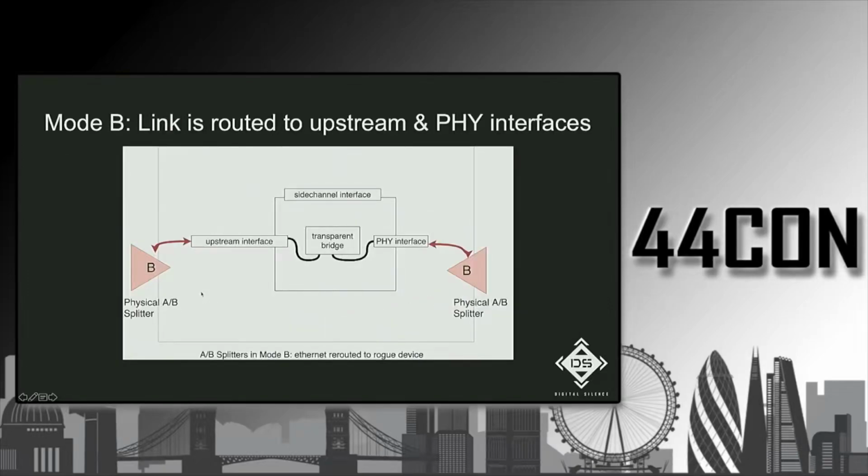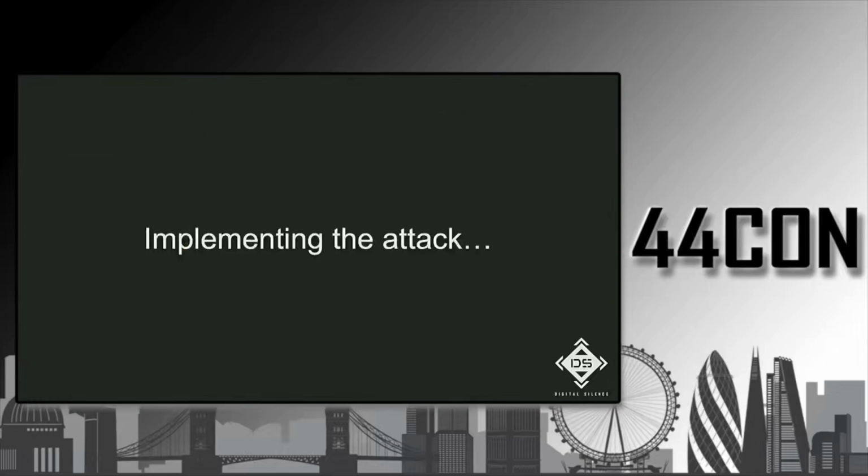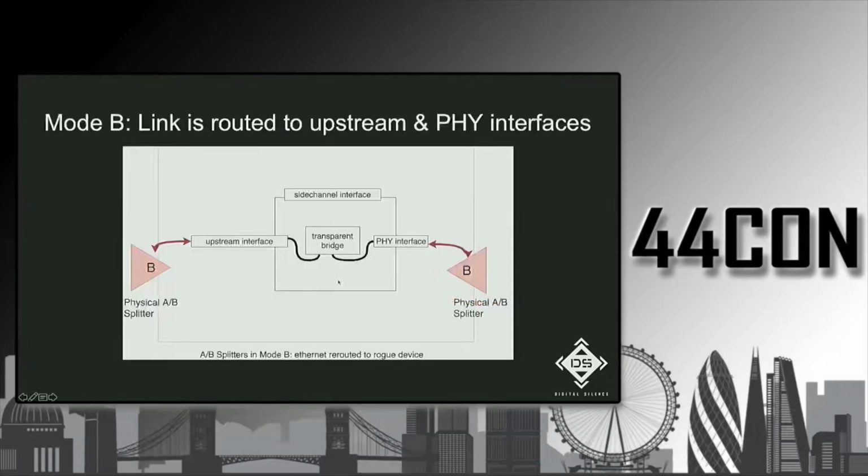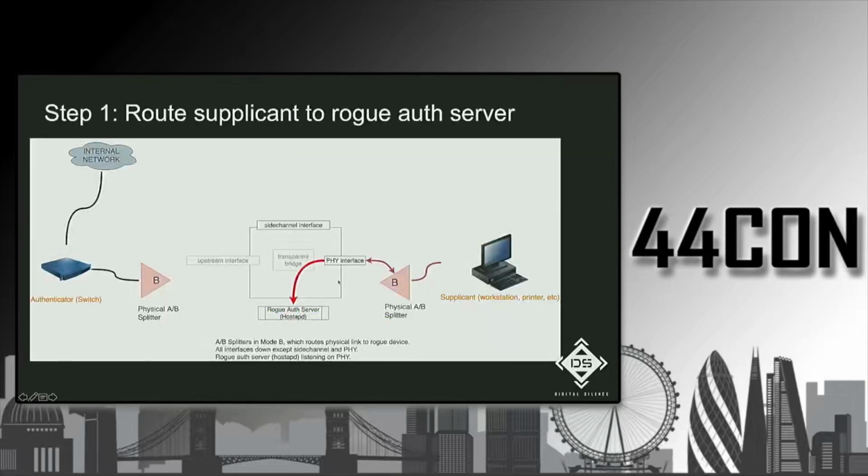So if we run the command to put the switches in the B position, now traffic is routed directly to the device, which puts our device directly between the supplicant and the switch. So you can go back and forth like that. So, with this device, how do we implement the attack? We start out in bypass mode, obviously.